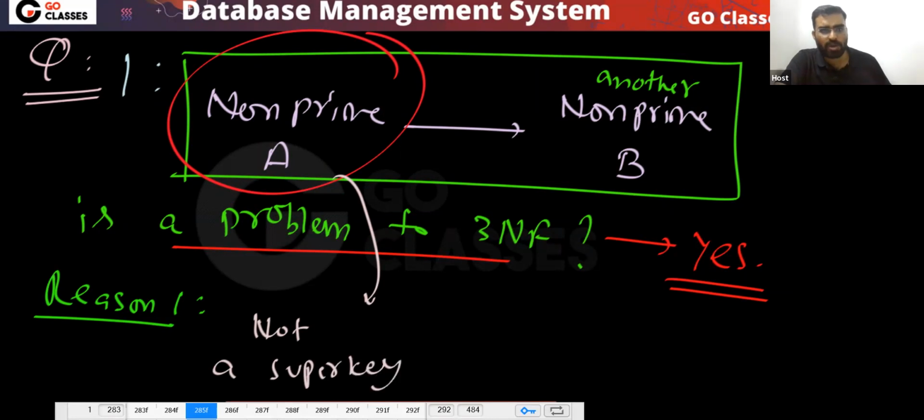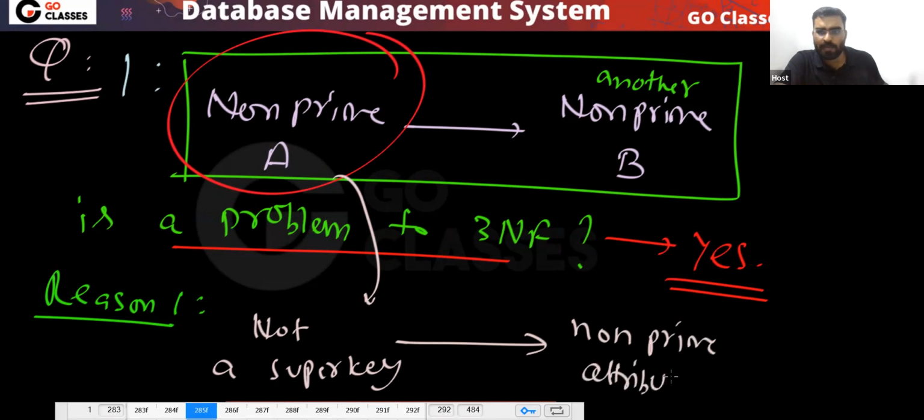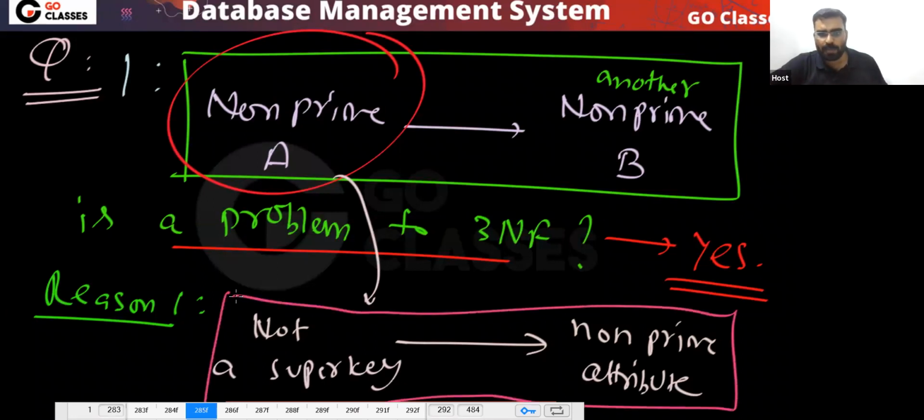Because a non-prime attribute can never be a super key. Correct? Not a super key implies non-prime attribute. This is the problem. Yes or no? Tell me, did you get it or not? Not a super key implies non-prime attribute. This is a problem.